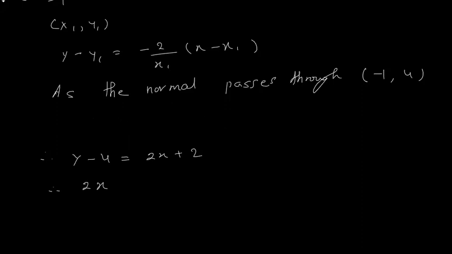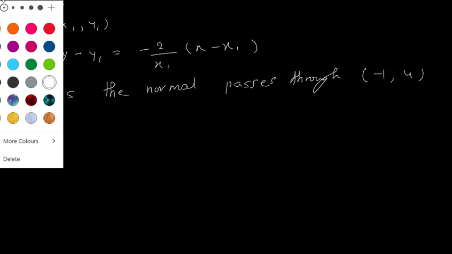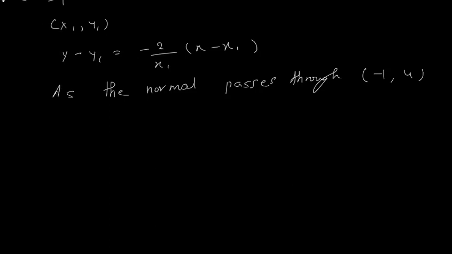Now as I said, the normal is passing through minus 1 comma 4, so for y and x I will replace with minus 1 and 4, right? Now this x1 y1 is some standard point that we don't know. So in place of y I will write 4. So I will say that 4 minus y1 is equal to minus 2 upon x1. So this x1 will remain as it is, and in place of x I will replace minus 1. So minus 1 minus x1.